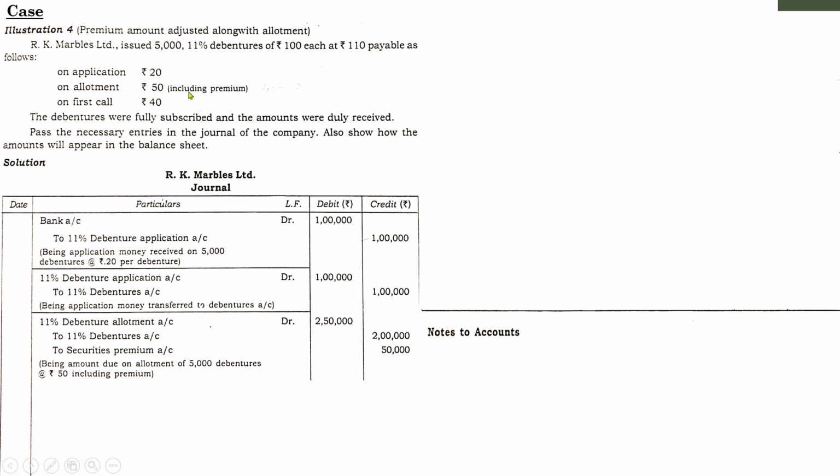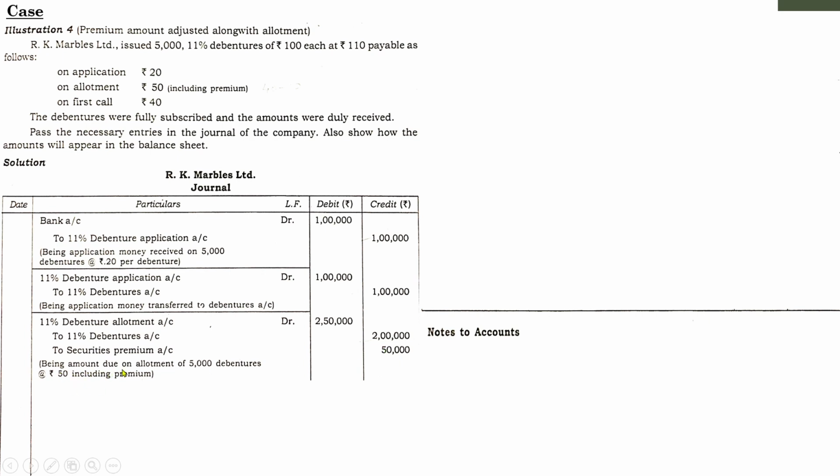10 rupees is premium, so you have to show it separately. In case of 11% debentures, you have to show the correct allotment value, that is 40. 5000 into 40, 2 lakhs. And next is the security premium. You have to show the premium amount. Here out of 50, 10 rupees is the premium, so 10 into 5000, 50,000.